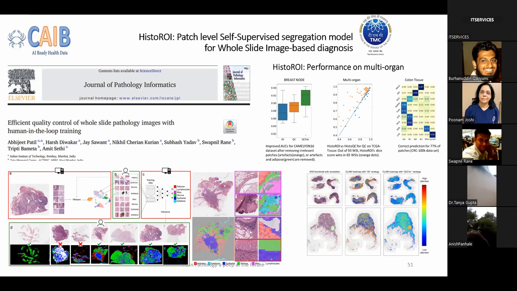IIT Bombay is our core partner, where a lot of quality control algorithms are being built to identify images which are of poor quality, either in terms of artifacts, processing, staining issues, scanning issues, focus issues, and other things, but also to identify the different tissue types. So, for example, in this particular image, we can see that this is a breast cancer image. We are able to identify the fat, the epithelial cells, the stroma, and the other areas, in addition to identifying the artifacts.